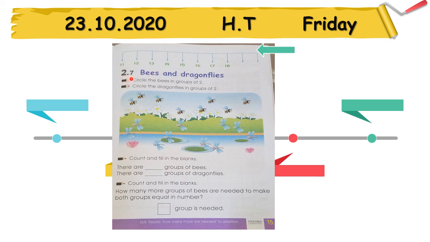Activity 2.7, and this is about bees and dragonflies. The first one is circle the bees in groups of 2. As you have done this concept in your class, you know very well how you will make the groups of 2. You need to circle 2 bees together. Like my arrow will tell you how you will make. You need to circle these 2 bees together. I connected these 2 bees with my arrow, but you have to circle them.